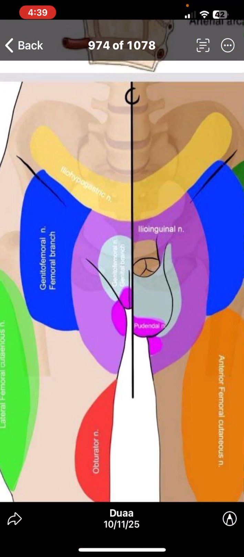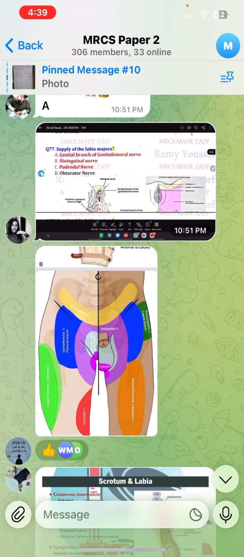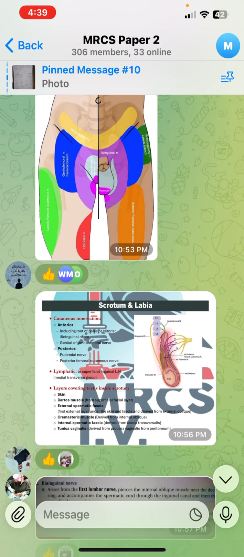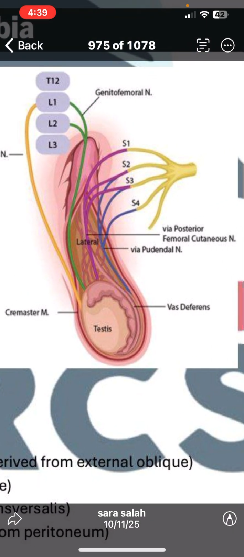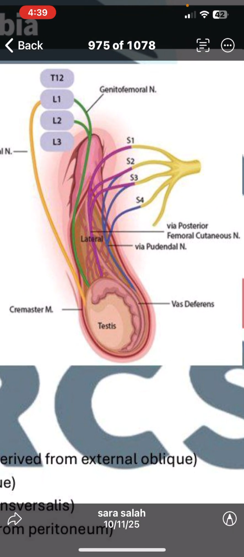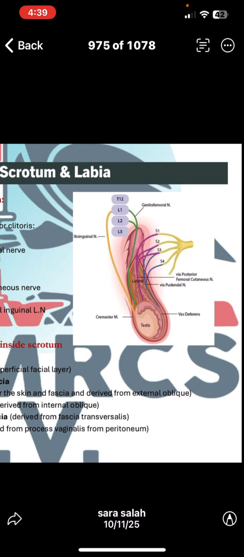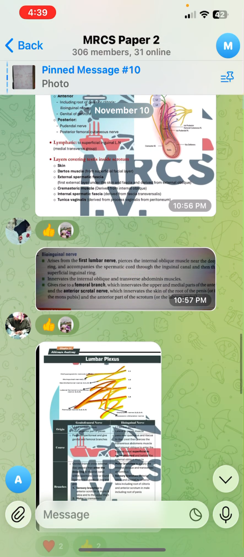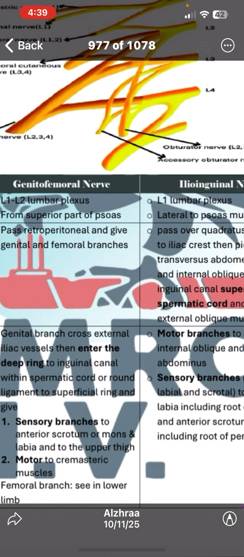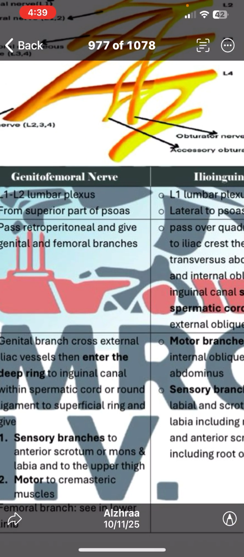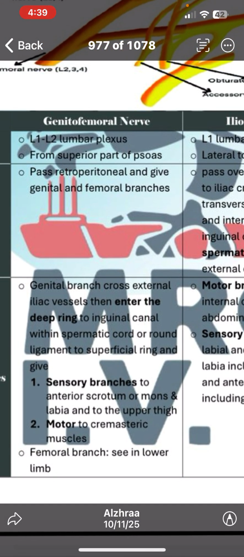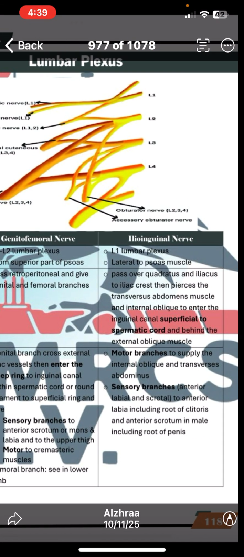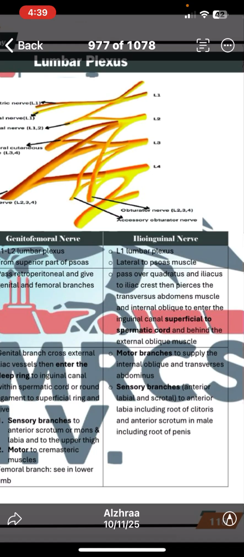This is very close. Obturator supplies the medial thigh. For scrotum and labia, you can see this is ilioinguinal, genital branch, scrotum, lateral; pudendal is to the base, and it is the genital branch of the genitofemoral nerve. Genital branch of genitofemoral nerve is L1-2. It crosses the iliac vessels, with sensory branches to the anterior scrotum, mons, and upper thigh. It also supplies the cremaster muscle, so the cremasteric reflex is also by this.